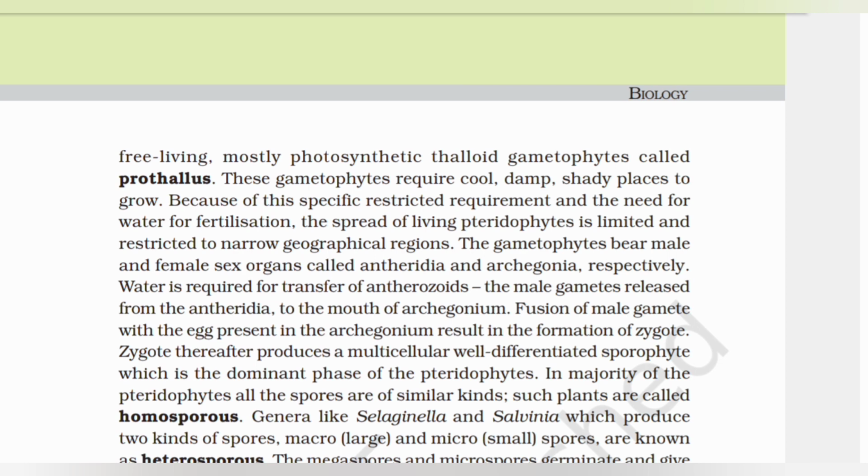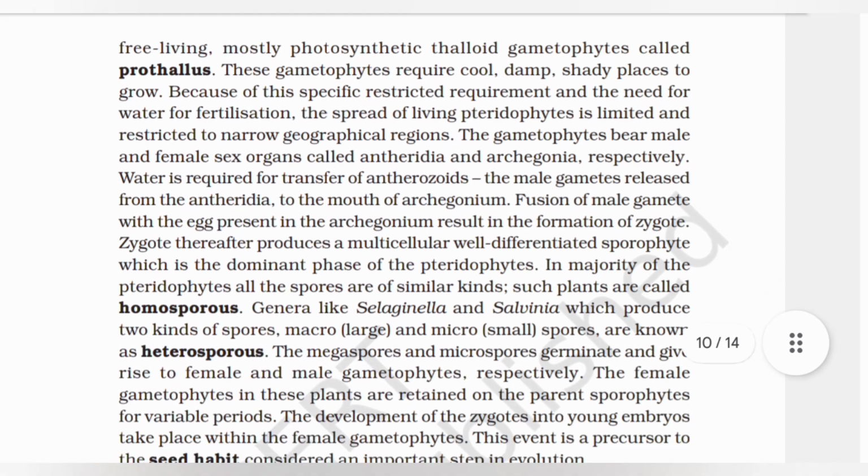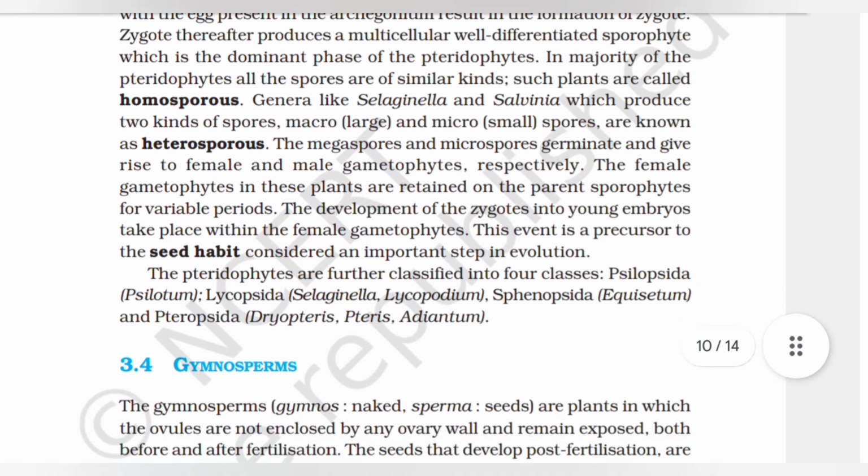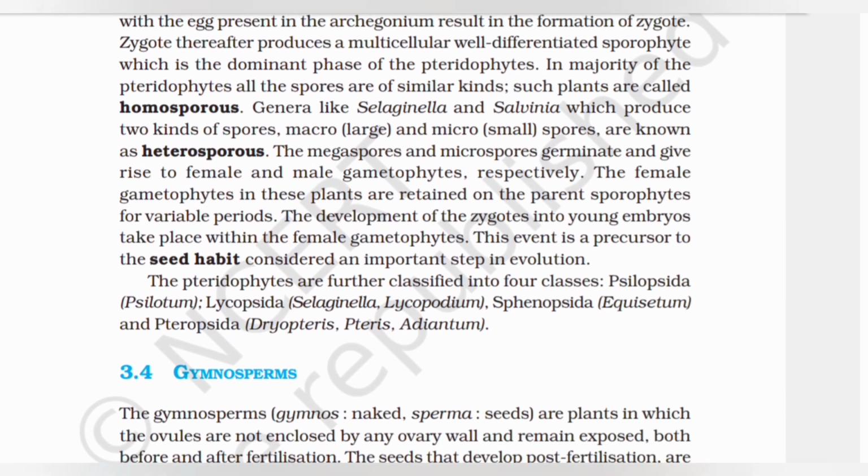In the majority of pteridophytes, all the spores are of the similar kind. Such plants are called homosporous. Genera like Selaginella and Salvinia, which produce two kinds of spores, macro (large) and micro (small), are known as heterosporous. The megaspores and microspores germinate and give rise to female and male gametophytes respectively. The female gametophytes in these plants are retained on the parent sporophyte for variable periods. The development of the zygote into young embryos takes place within the female gametophyte. This event is a precursor to the seed habit, considered an important step in evolution.